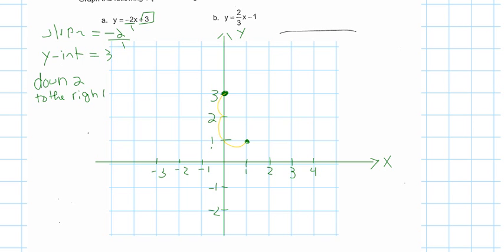Now, if I want to go to the next point, what do I do? From this point, I'm going to go down 2, so that's 1, 2, and then over 1 to the right. I can find another point, but technically, all I need is 2 or 3 points, right? Can I graph my line now? Can I put them all together? All right.